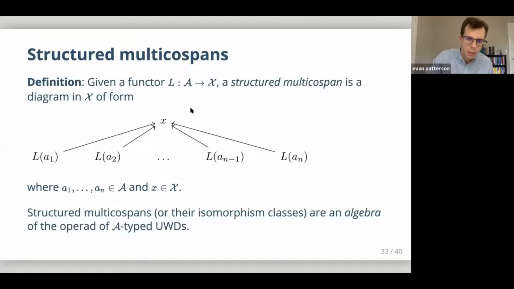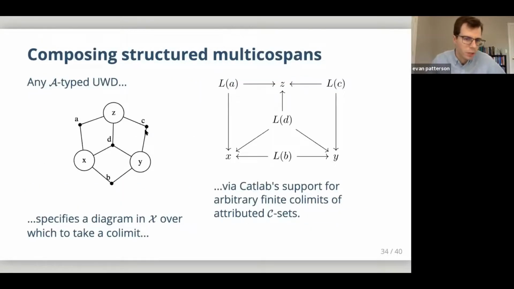So a structured multi-cospan is kind of what you would expect. It's like a structured cospan, but it can have a number of legs different than 2. Structured multi-cospans are an algebra of the operad of UWDs that are typed by objects of A. And how does this algebra work? Here's the picture, and this picture should remind you of the picture that we saw for composing tables in relational databases, because it's dual to it.